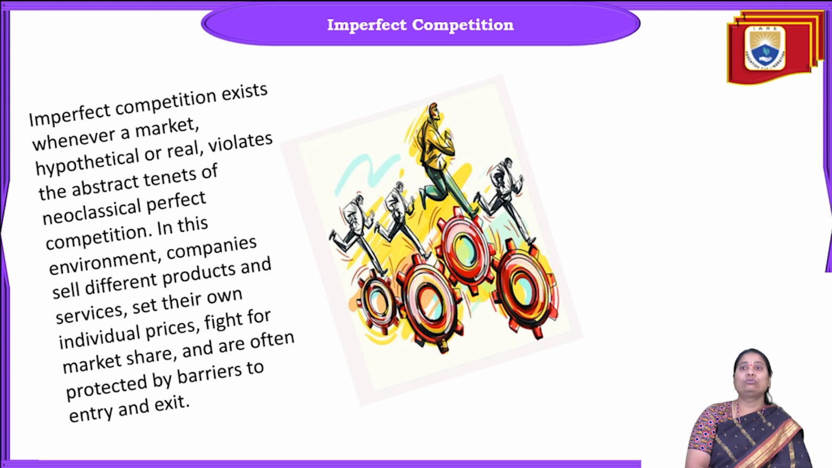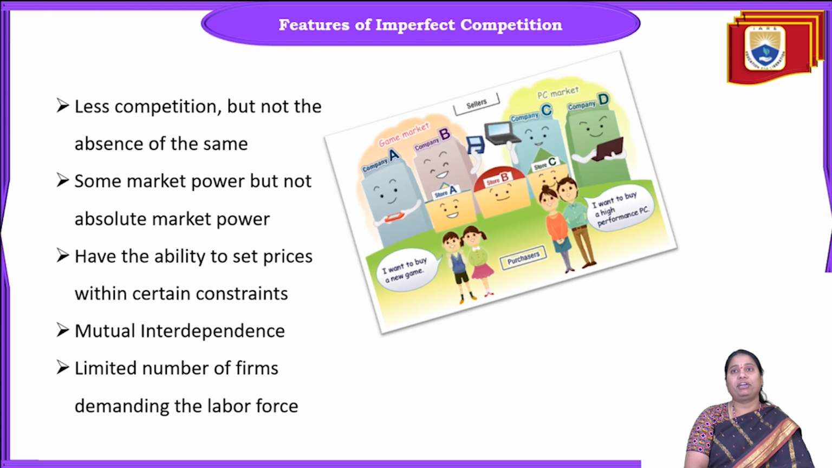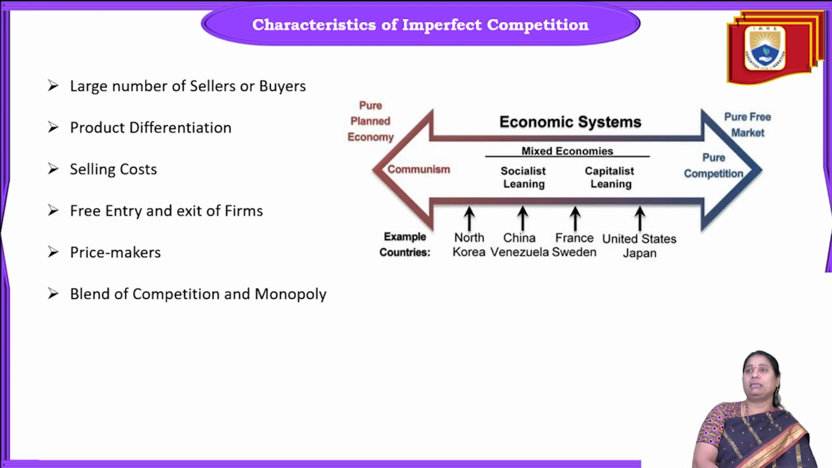they may be stopping others from entering that particular market, protecting their patent rights and designing rights, and not allowing others to use them. Then we can say that it is an imperfect competitive market. Here, opposite to perfect competition, there is less competition but not its absence, some market power but not absolute market power, mutual interdependency, a limited number of firms, and more demand for labor. Then we can say it is an imperfect competitive market.